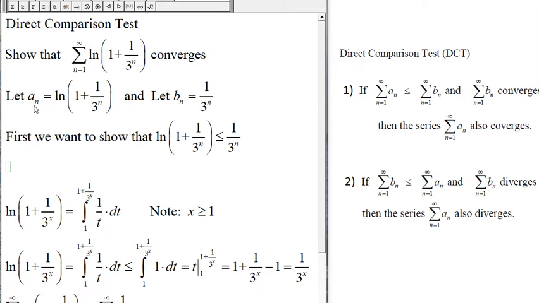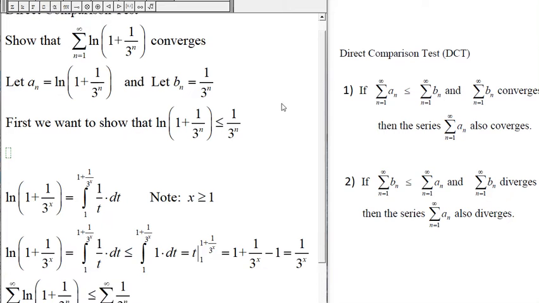And so let's go ahead and let A sub n be ln of 1 plus 1 over 3 to the n, and then let B sub n be 1 over 3 to the n. And now we want to show that this is less than this, so that we can say that the series A sub n is less than or equal to B sub n.